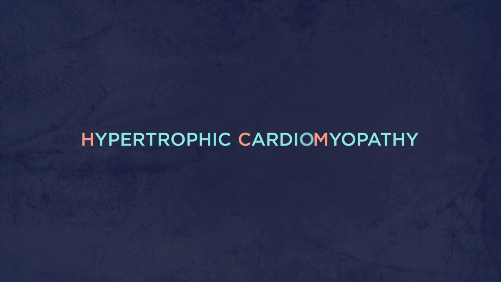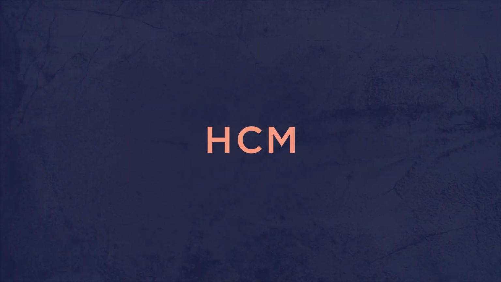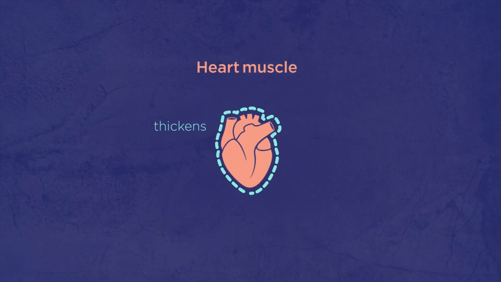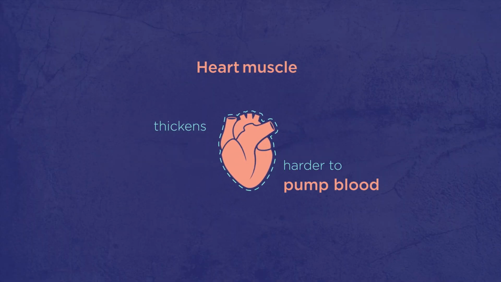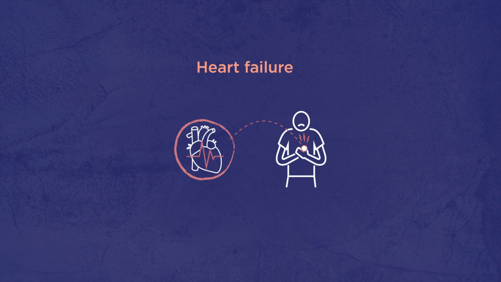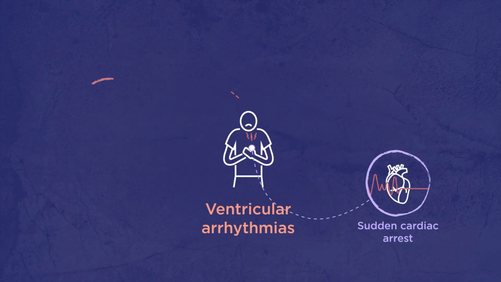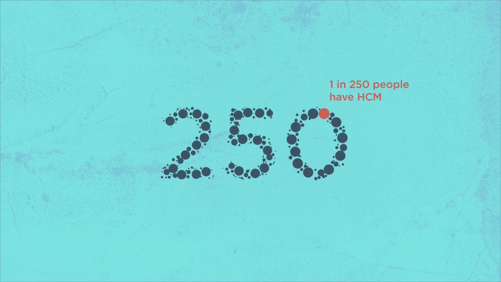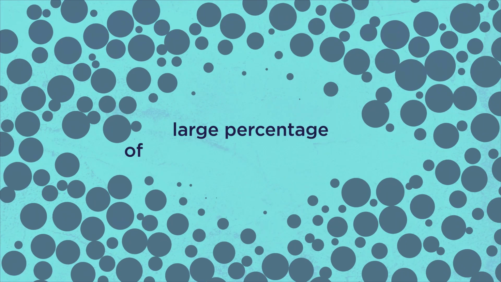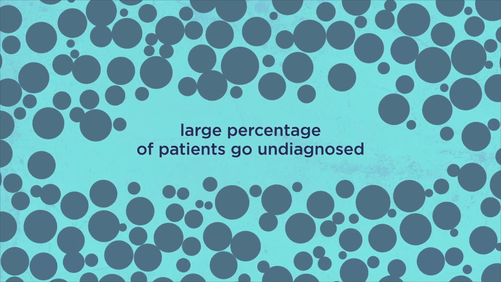Hypertrophic cardiomyopathy, or HCM, is a disease that occurs when the heart muscle thickens, making it harder to pump blood. HCM can lead to heart failure and ventricular arrhythmias, which can lead to sudden cardiac arrest and death. An estimated 1 in 250 people have HCM, but a large percentage of patients go undiagnosed.